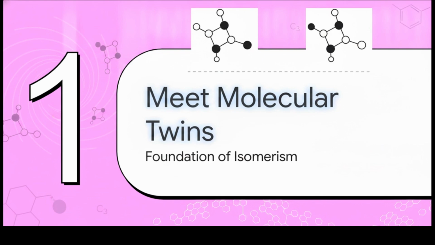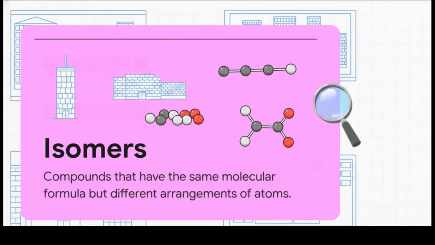Meet the molecular twins. Before we get into the really complex 3D stuff, we absolutely have to ground ourselves in the basics of what makes an isomer. Think of isomers like buildings made from the exact same pile of bricks, just constructed into completely different shapes. You could have the identical pile of carbon, hydrogen, or oxygen atoms, but depending on the blueprint you use to snap them together, you get an entirely different compound. So, same molecular formula, but a totally different arrangement of atoms.